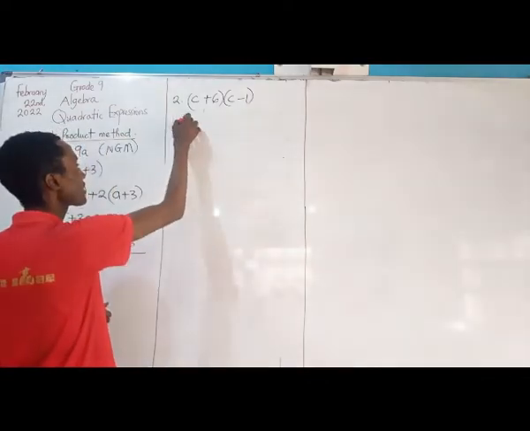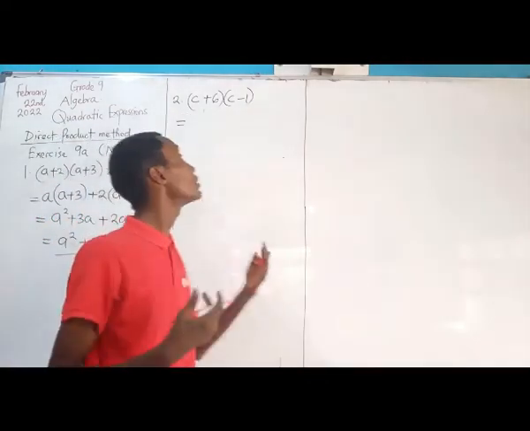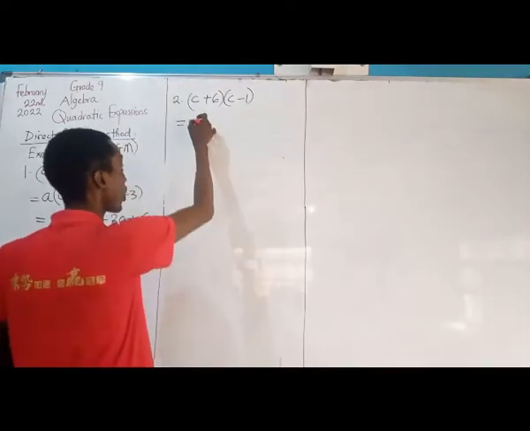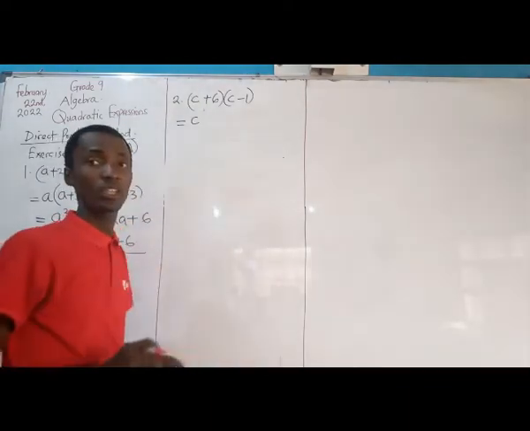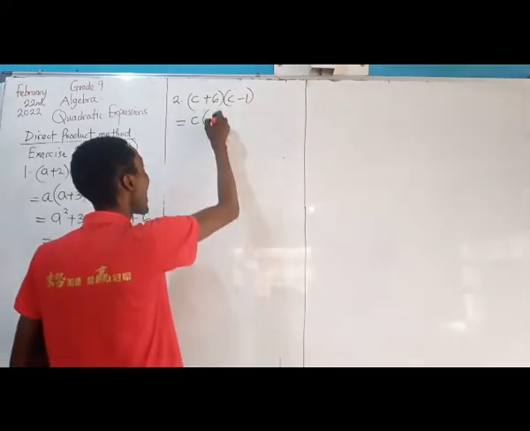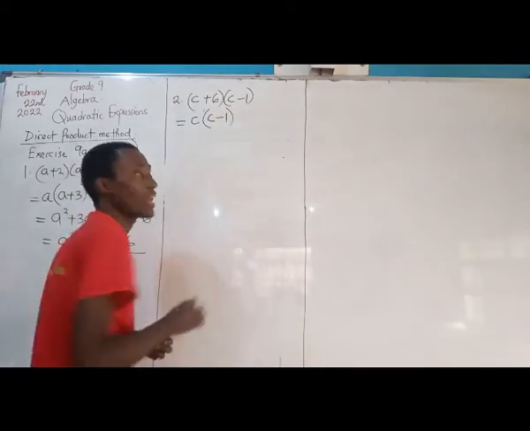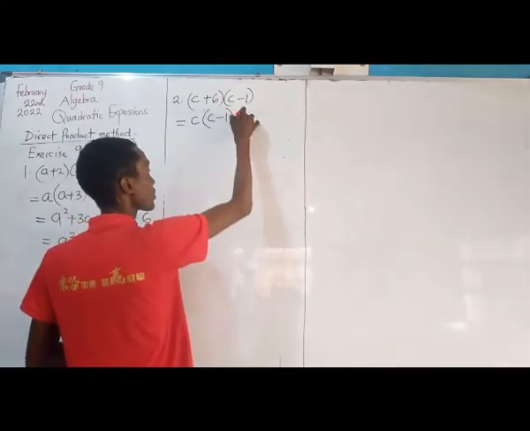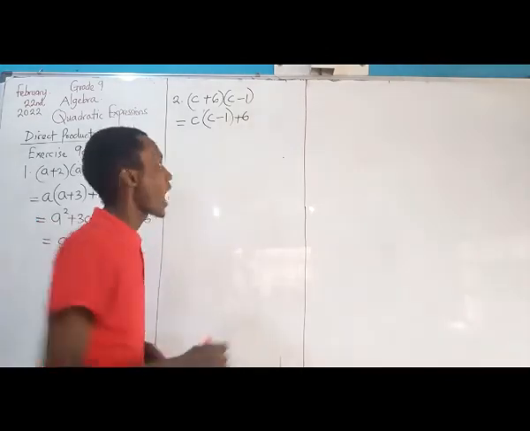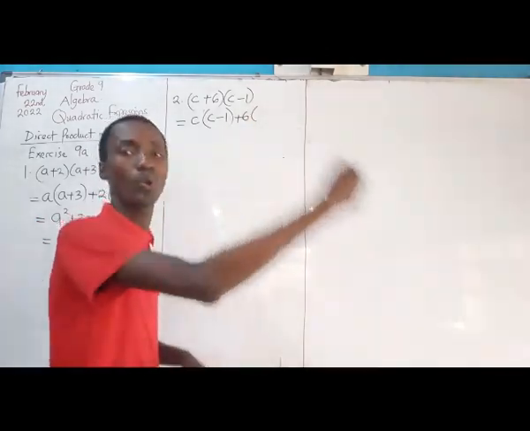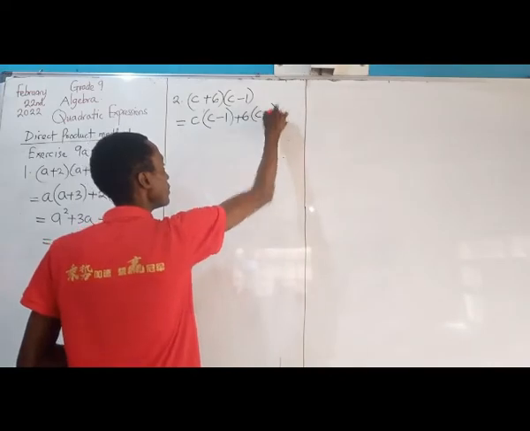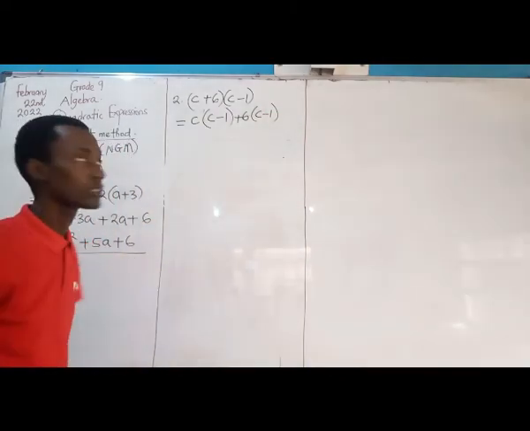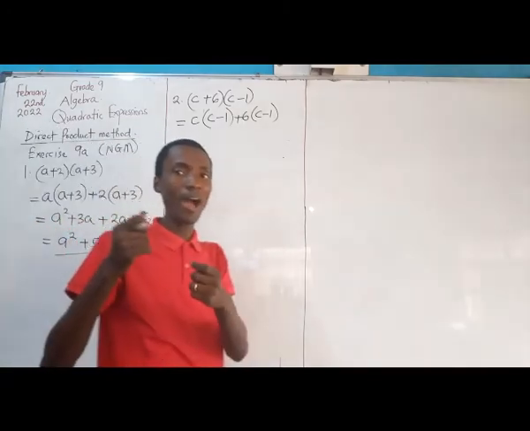So if I'm going to convert this by way of direct product to our quadratic expression, I will take the first content of the first container and multiply it by all of the second container. I will pick this plus 6, which is the second content, and use it to multiply the second container. The next thing I simply will do is to expand. So you see, it's a callback to what we have done earlier.